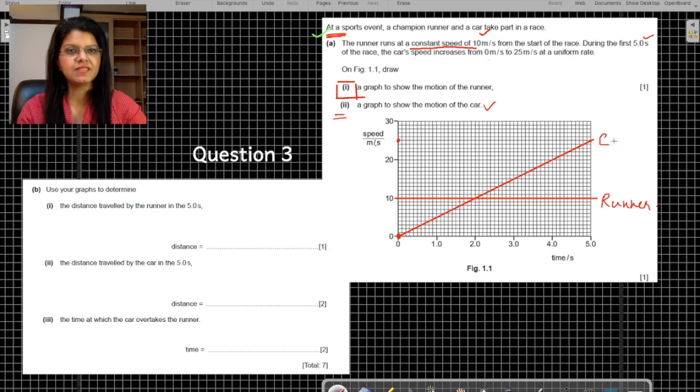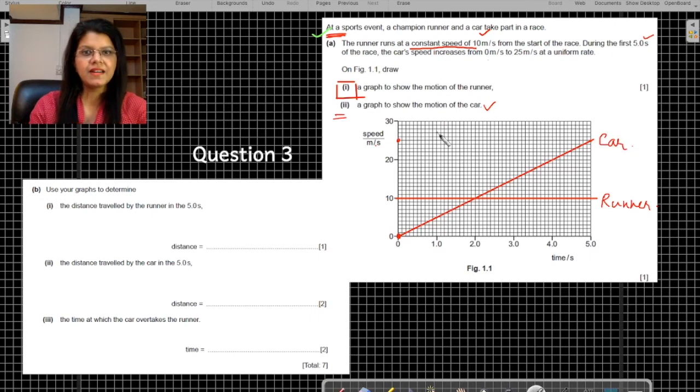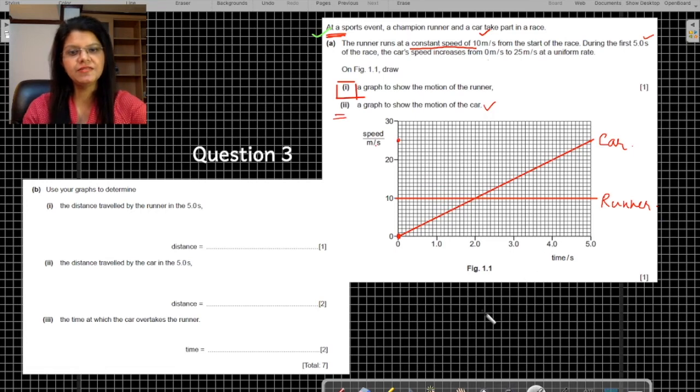This is your graph for the car. The car is accelerating from 0 speed, and ultimately it reaches a speed of 25. If you see here, between 20 and 30, you have 25 here. This is your 25 mark. So the car started with a speed of 0 and reached a speed of 25.